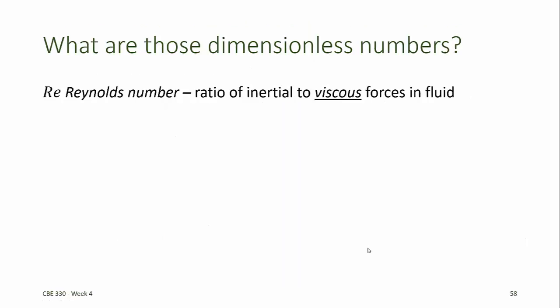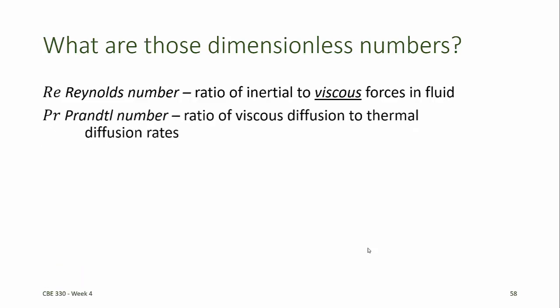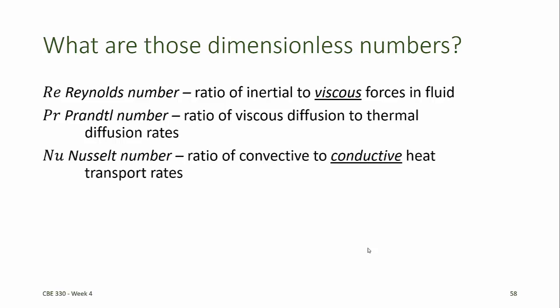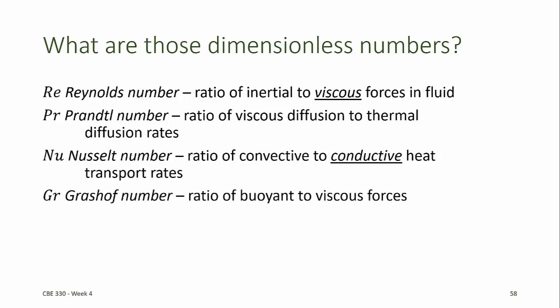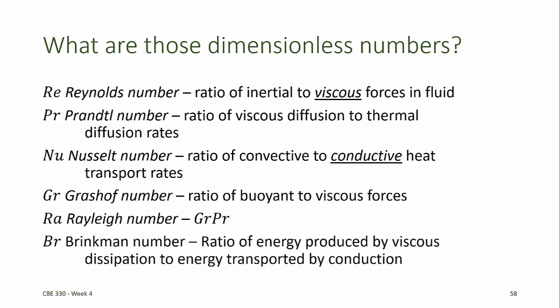The Reynolds number is a ratio of inertial forces to viscous forces in a fluid. The Prandtl number is a ratio of two diffusion rates, the diffusion of momentum and the diffusion of thermal energy. The Nusselt number is a ratio of two heat transport rates, the convective transport rate and the conductive transport rate. The Grashof number is the ratio of buoyant to viscous forces, and the Rayleigh number is the product of the Grashof and Prandtl numbers. The Brinkmann number is a ratio of the conversion of mechanical energy to thermal energy by viscous dissipation to the energy transported by conduction.